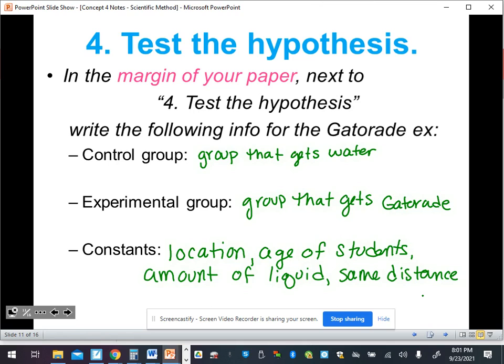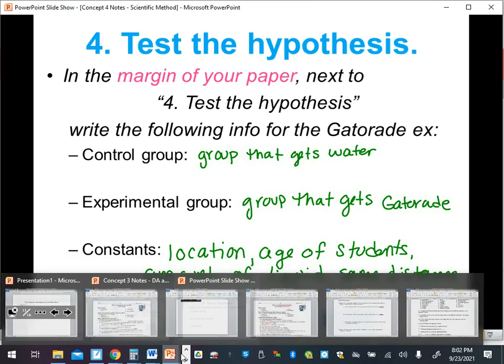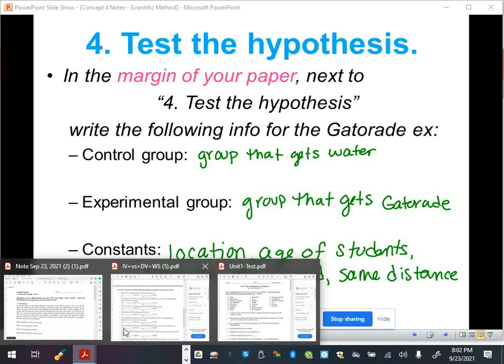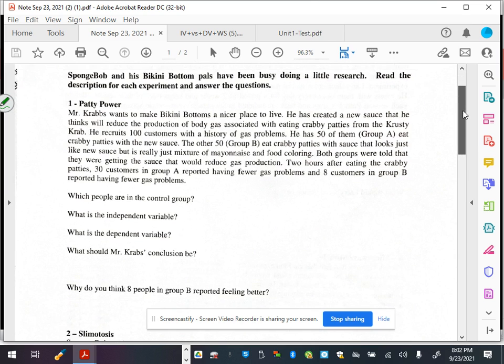All right. So I'm going to stop the notes right here. However, I want to show you what you're going to be doing for your assignment today. You have a sheet called Scientific Method, Controls, and Variables, Part 1, and your teacher will hand this out to you as soon as I'm done explaining this. It's based off of SpongeBob and his Bikini Bottom pals. They have been busy doing a little research.